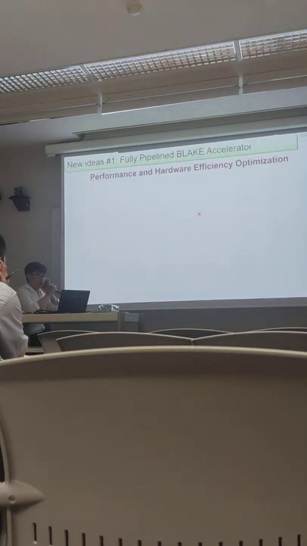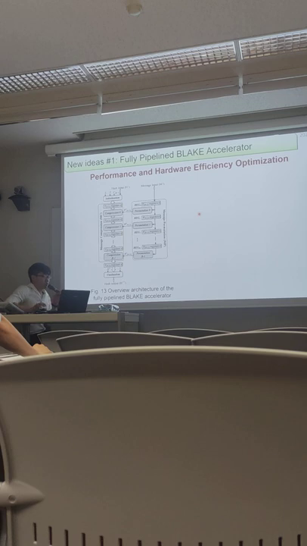Now let's go to our accelerator. How do we design the accelerator to achieve high performance and also be energy efficient? Now, idea 1 is not our main contribution, it's just a small contribution. This is the fully bipolar block accelerator. In this architecture, we try to improve the performance and hardware efficiency. As you can see here, this is the overview architecture of the fully bipolar block accelerator.